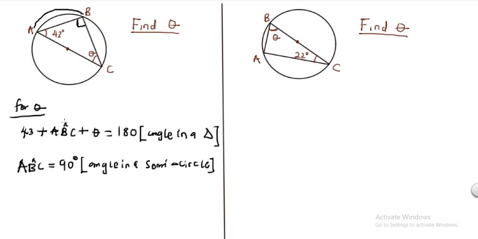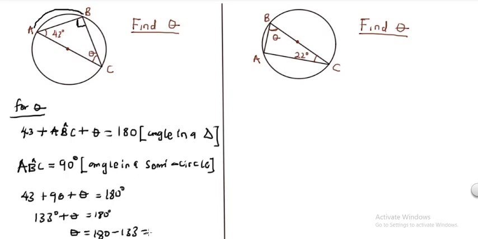So that we can plug in 90 degrees into this equation, and we have 43 plus 90 plus theta is equal to 180 degrees. If we add 43 and 90, we have 133 degrees plus theta is equal to 180. So if we move 133 to the other side, we have theta is equal to 180 minus 133, which is equal to 47 degrees. So theta here is equal to 47 degrees.